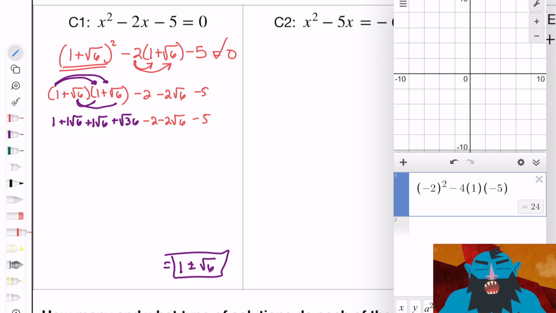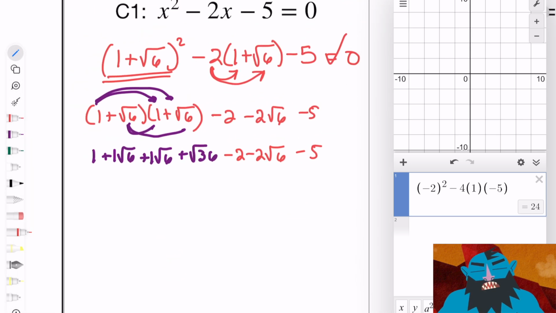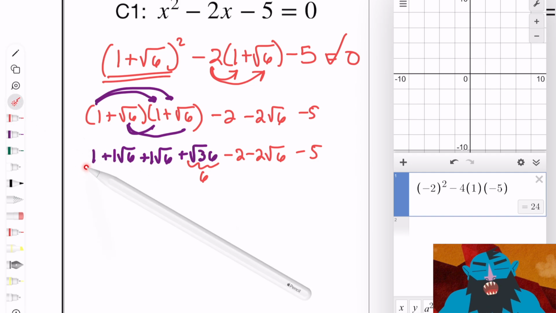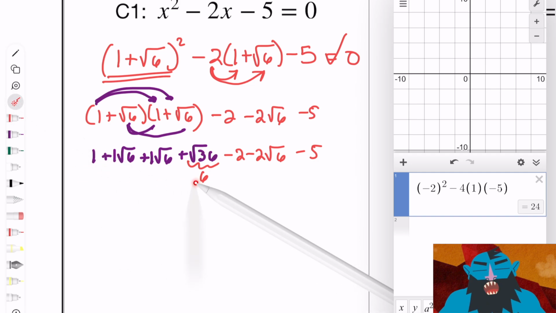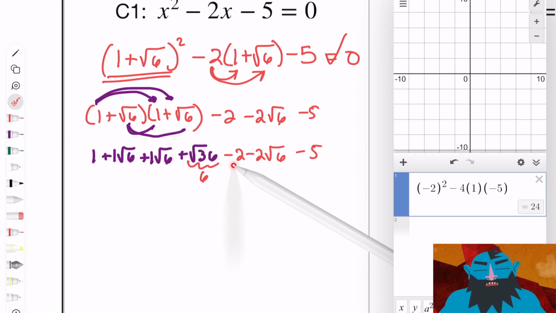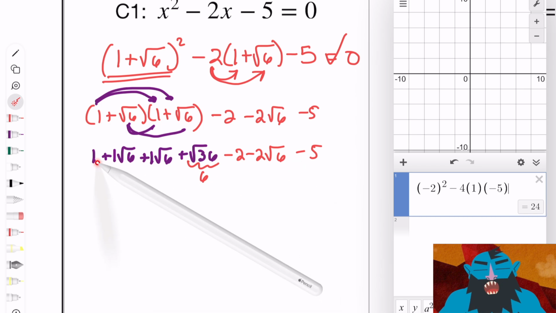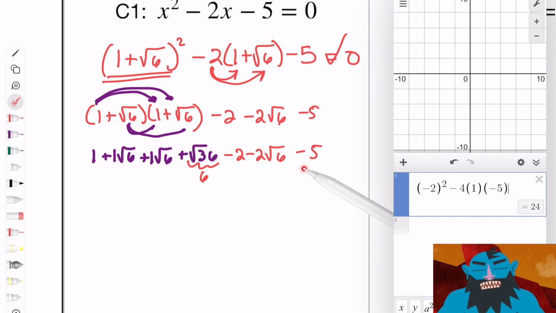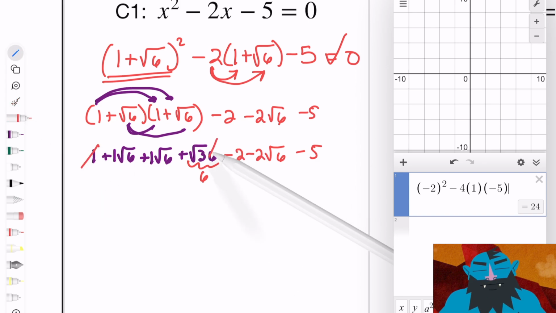So let's start collecting like terms here. I'm going to zoom in here a little bit. See if we can find some like terms. I'm going to start with this 1 here. Oh, hold it here. Root 36, that's just a 6. So that's a 1 plus a 6. That's 7. And then I got to take away 2 and take away 5. So that's 7 minus 2, that's minus 2 minus 5, that's minus 7. These all cancel out. Boom, gone.